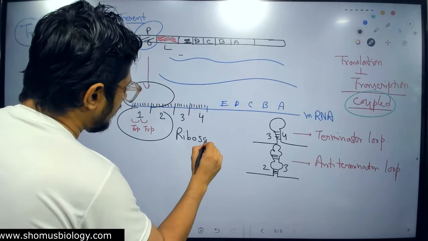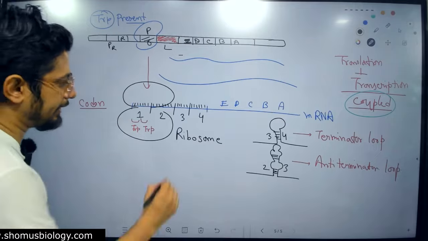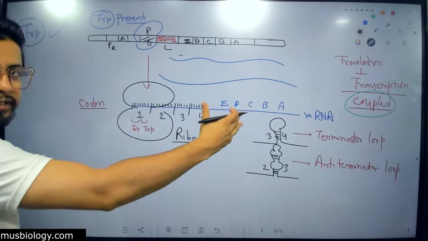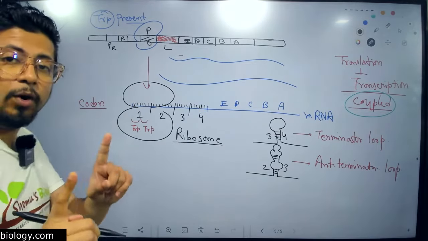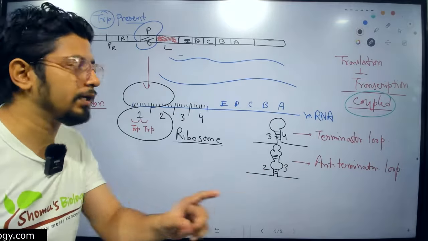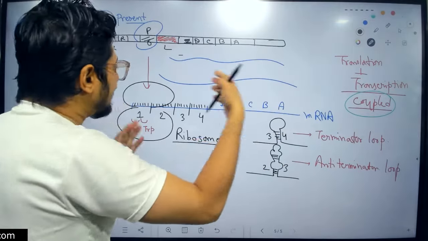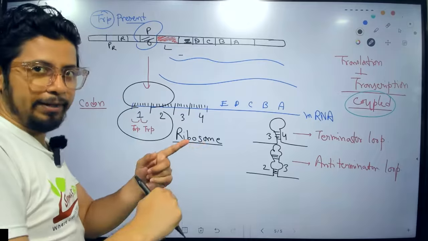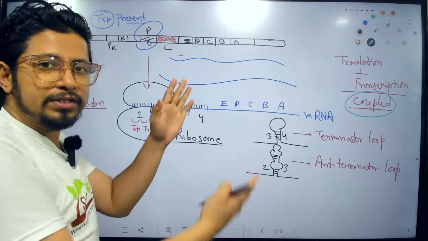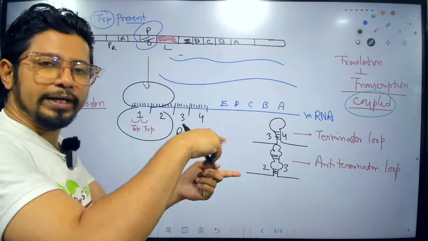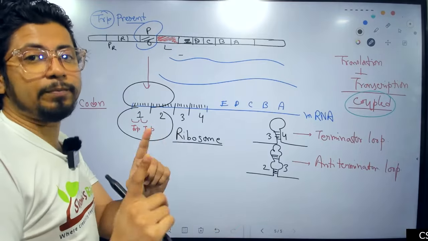Okay, and understand this idea now. The ribosome is translating the RNA to protein. And why do we call it transcription-translation coupled? Because transcription is going on and translation is going on at the same time. The portion of the RNA which is transcribed, ribosome is loaded, translation is going on in that portion.